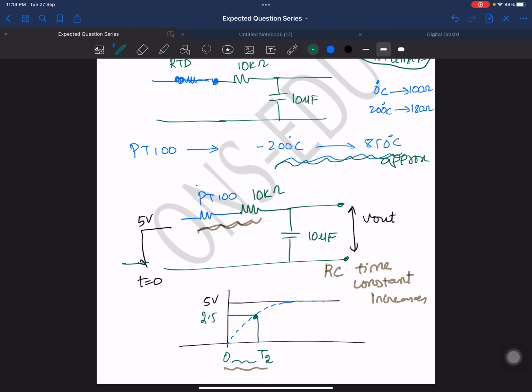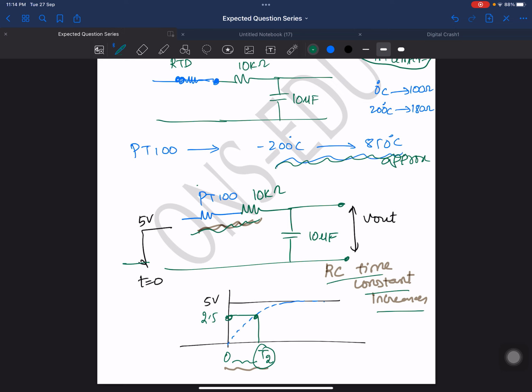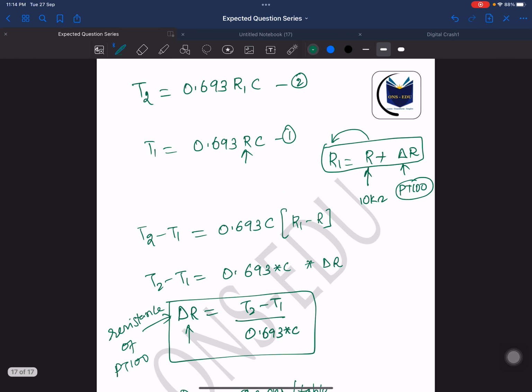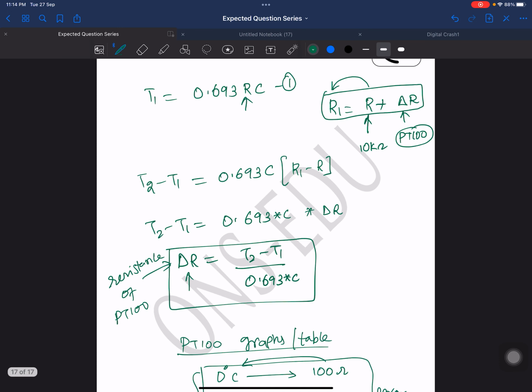When I apply the same 5 volts, now the resistance value is increasing, so obviously the RC time constant increases. So now it is going to reach 2.5 at a time T2. I found out the time T1, I found out the time T2. So easily we can find the delta R is equal to (T2 minus T1) by 0.693 into C.